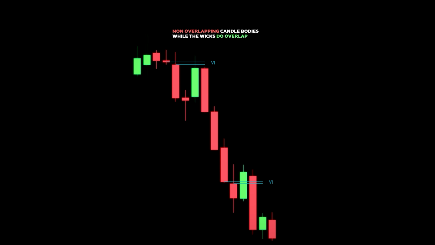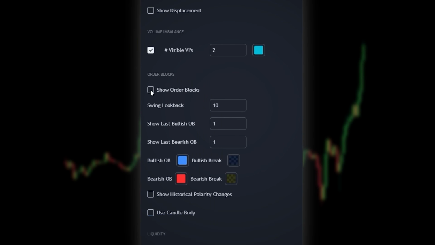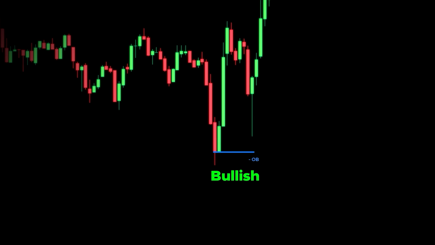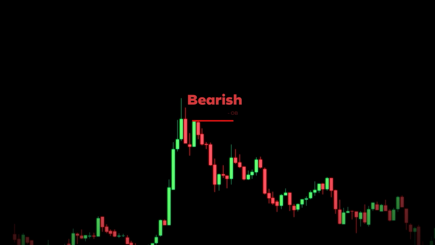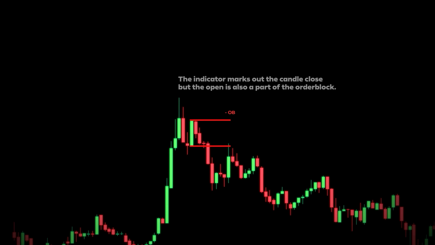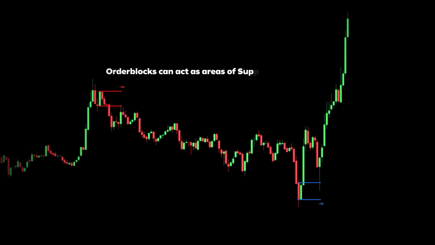But that's not all. This indicator has so much. It even covers order blocks. On the chart, you'll see these displayed as blue when they're bullish and red when they're bearish. The indicator will mark out the candle close as an order block, but you can consider the candle open to be part of this area as well. Order blocks are an area where support or resistance is likely found. When price returns to these levels, there will often be a strong reaction.